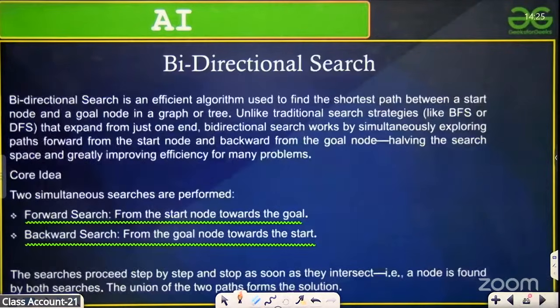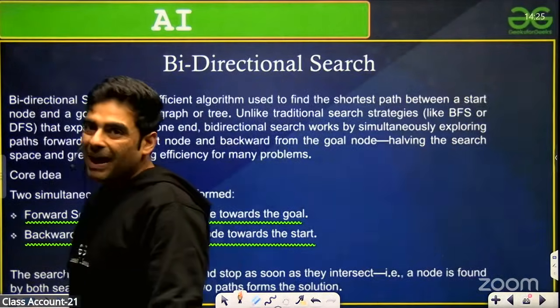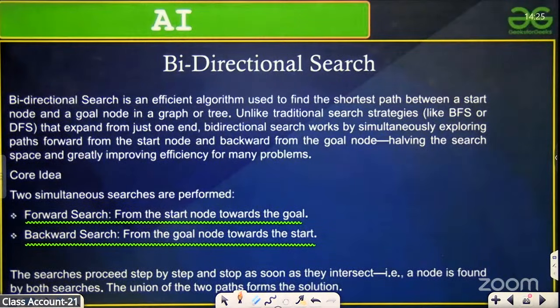Now let us focus on bidirectional search. Yesterday we saw bidirectional search.